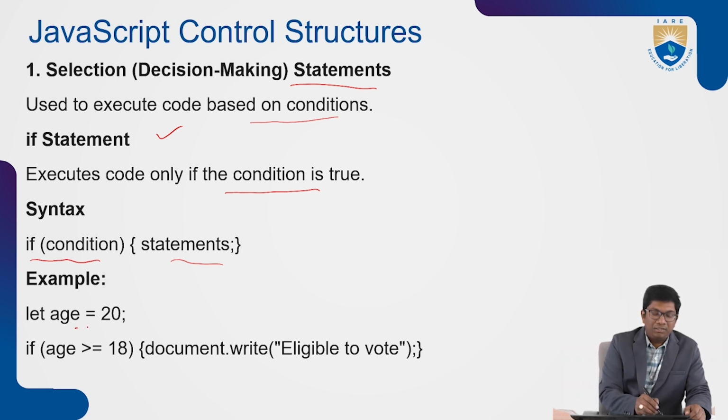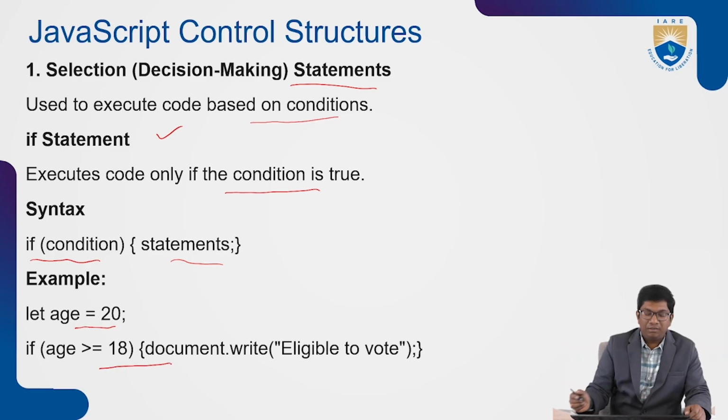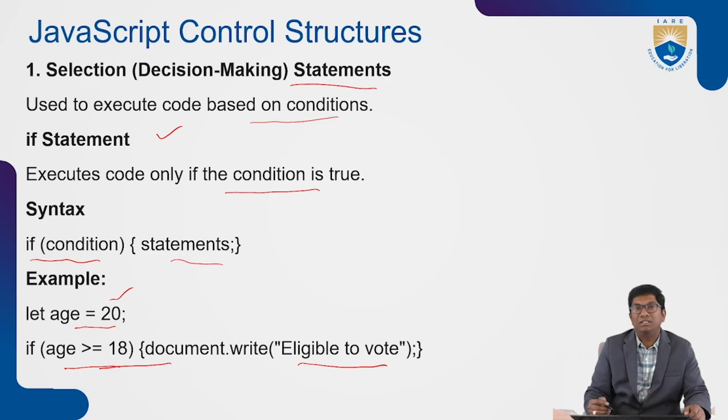So for example, age is 20. If age is greater than or equal to 18, then display that you are eligible for vote. Here the input is the variable age with value 20. The condition checks if his age is greater than or equal to 18, then he is eligible for vote. Otherwise, he is not eligible. If the condition is true, it displays the output eligible for vote. Otherwise, it will not display anything. So that is the if condition. It only executes the block of code if the condition is true.